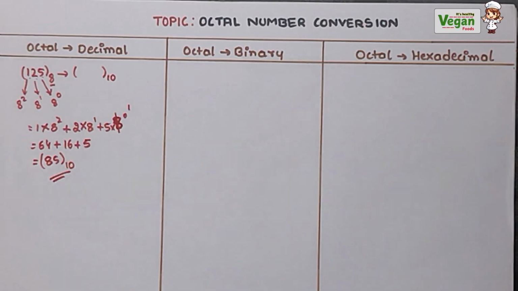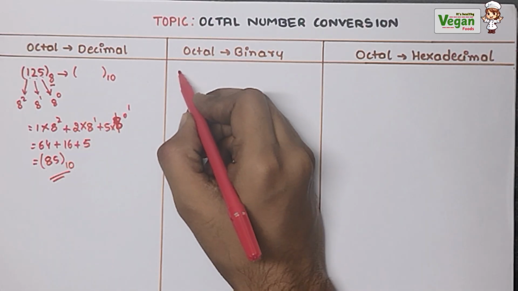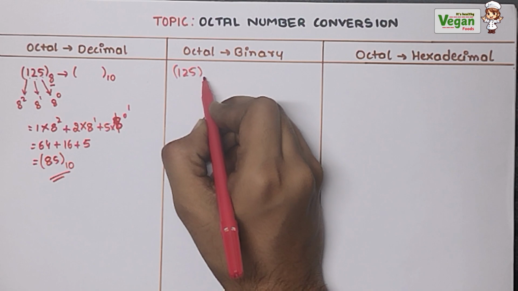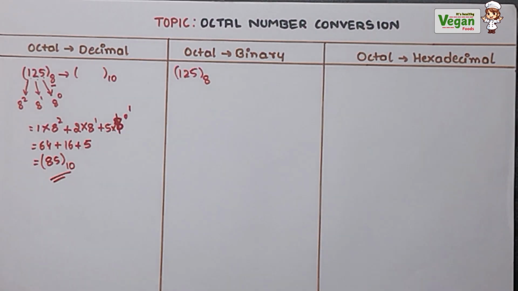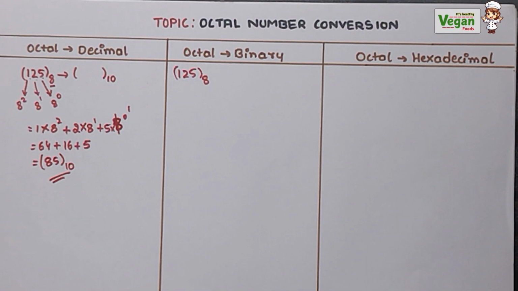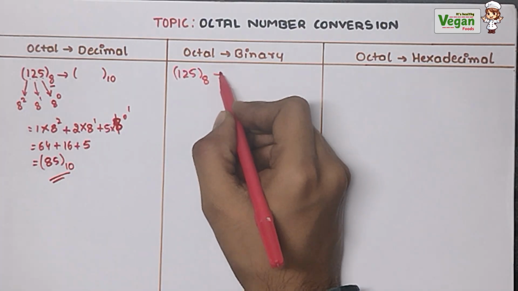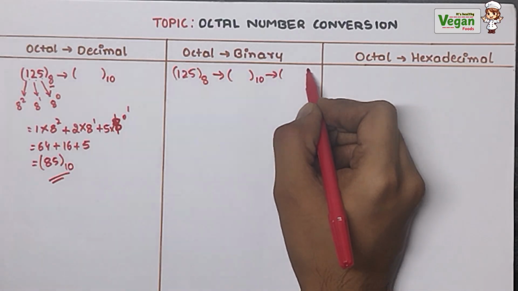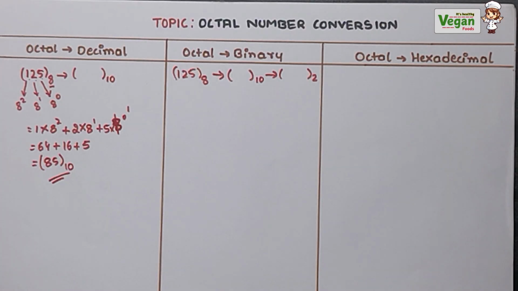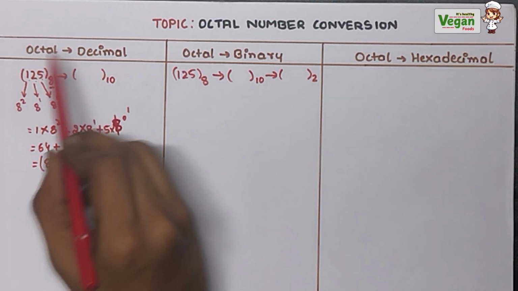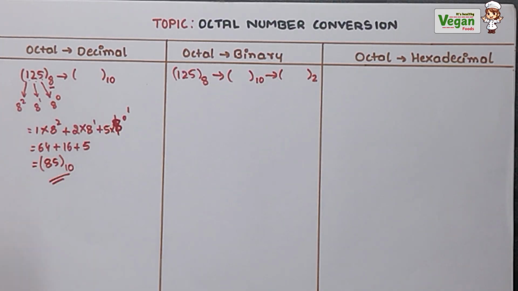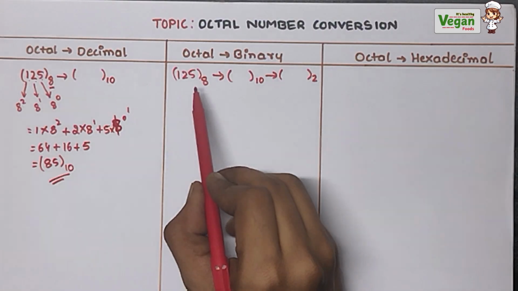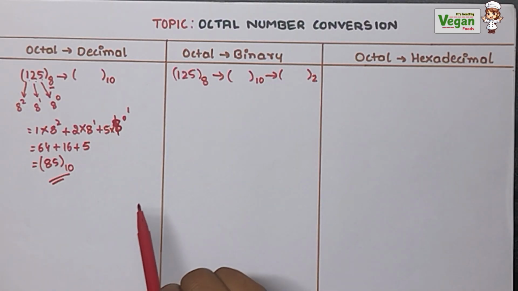Now let's convert the same value to binary. So 125, I must convert it to binary. The binary base is 2. To convert octal to binary, in the formal method, first you must convert to decimal. Then the decimal value will be converted to binary, that is base 2. So I said, starting first, you convert octal to decimal, then you can easily convert to binary and hexadecimal. Now we already converted this value to a decimal value.